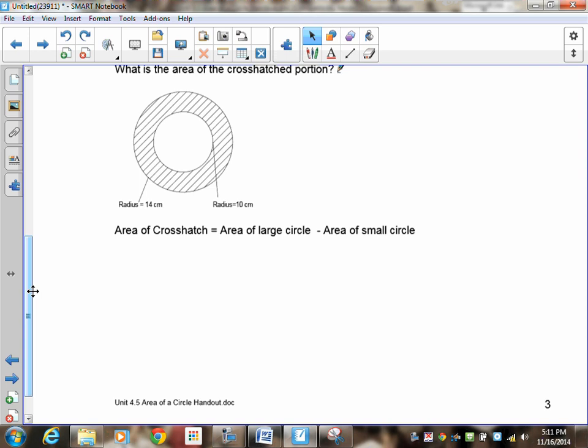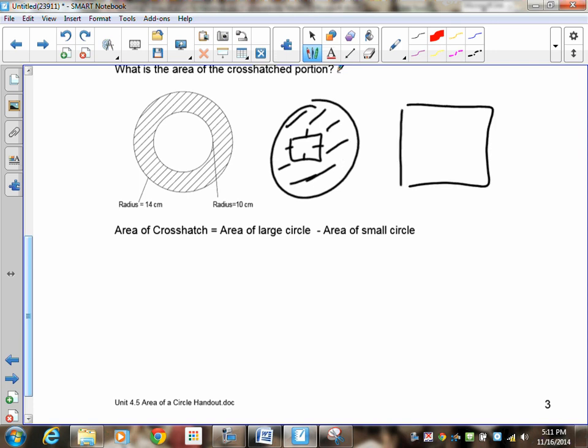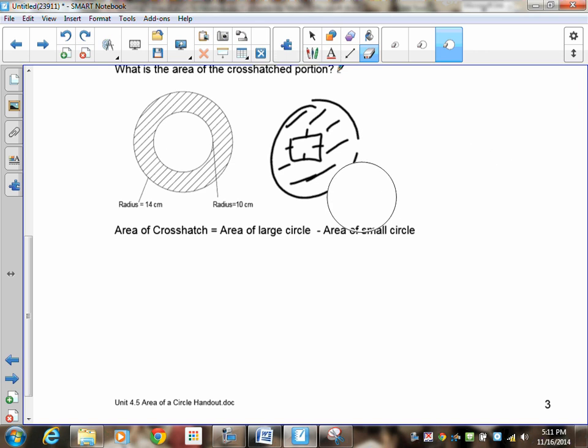Now there's a lot of different questions around here. Some of them have a donut which has a big circle with a small circle in the middle. Some of them might have a circle with a square in the middle, and you have to take the square out to find the area around the outside. Some of them might be a square with a circle in the middle, and you have to take the square and take away the circle. We're going to be doing a lot of these questions, so let's get started with this one here.